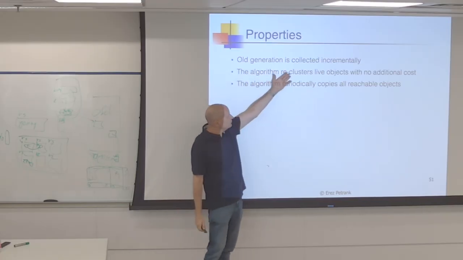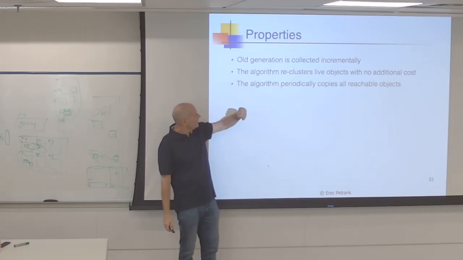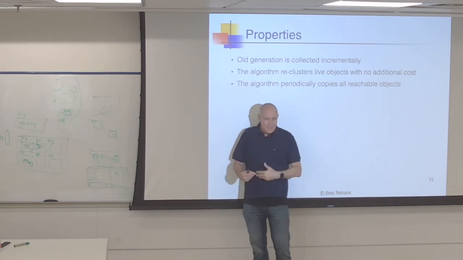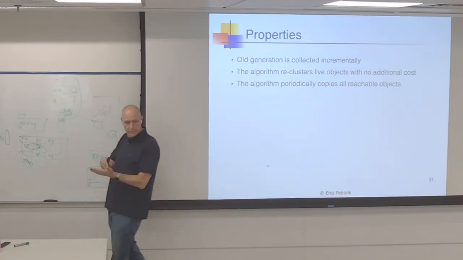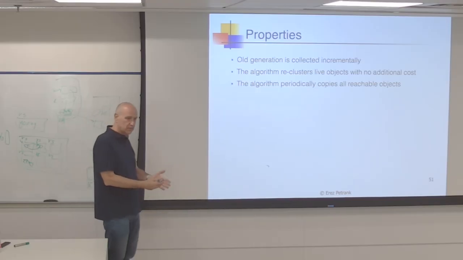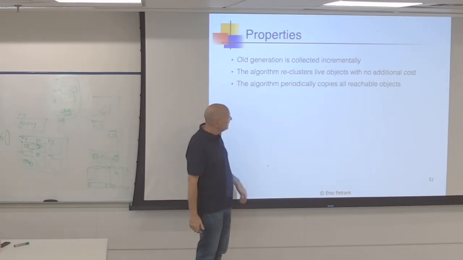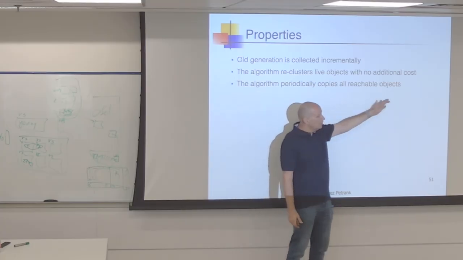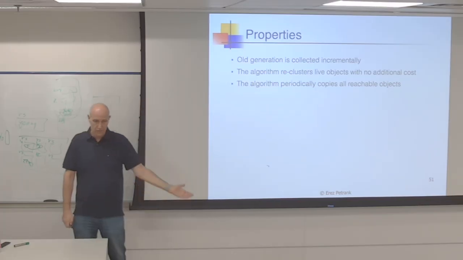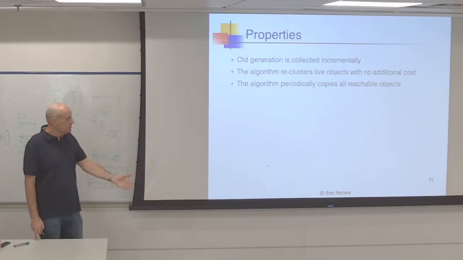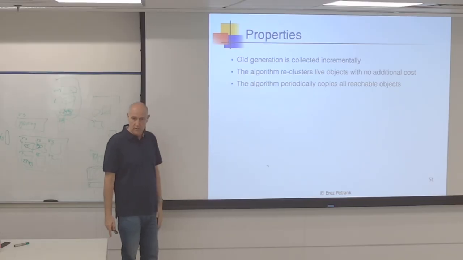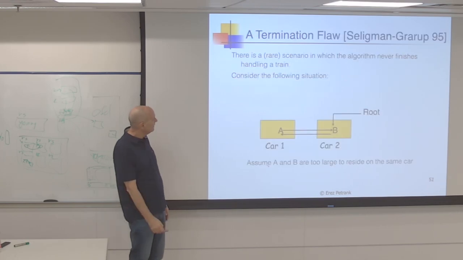Properties. So we have all generations collected incrementally. We have the algorithm reclustering live objects. And this is good for locality because when I touch an object, many times I touch its descendant later. And if they're close together, then it's good for locality. So this is good. And periodically, we copy all reachable live objects and we reclaim everything that's not reachable. This happens in time, not immediately, like if we did an all generation collection or full heap collection.